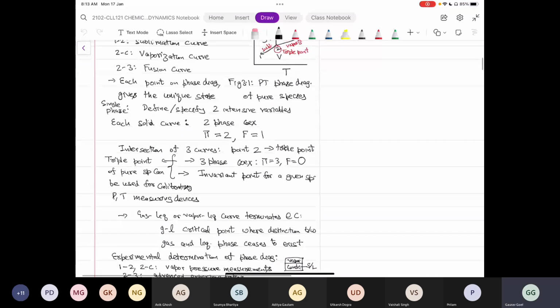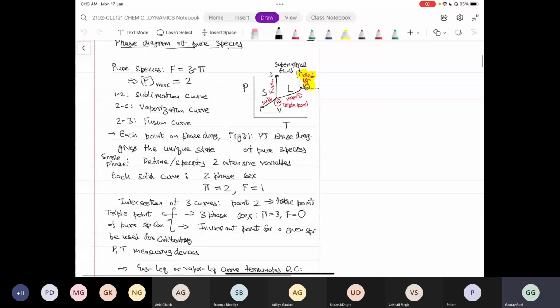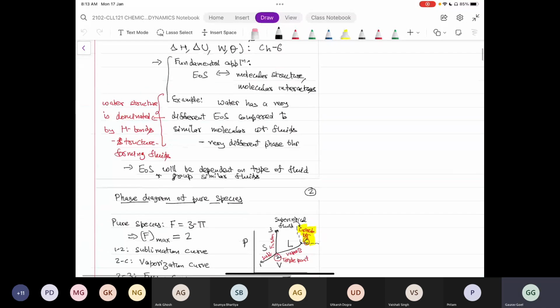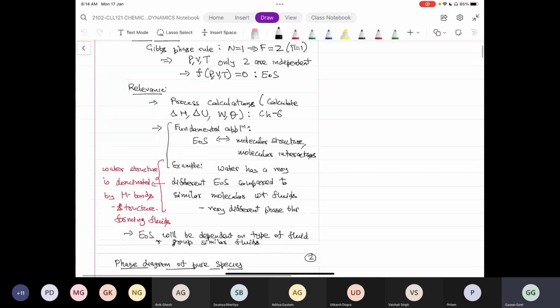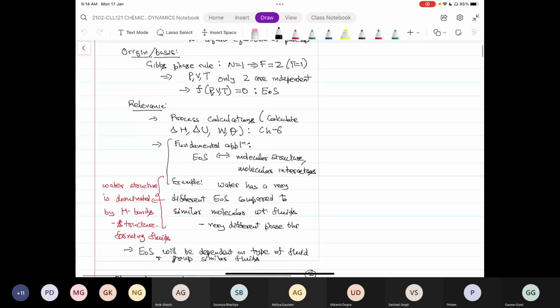Questions I would have asked, for example: somewhere here I mentioned that water's phase behavior is quite different. Can anyone tell me how? This point is mentioned here. Water structure is determined by hydrogen bonds. It has a very different equation of state compared to other fluids of similar molecular weight. Let's say ammonia. If I compare ammonia and water, it's not that much of a molecular weight difference, but the phase behavior is very, very different. In what ways is it different?